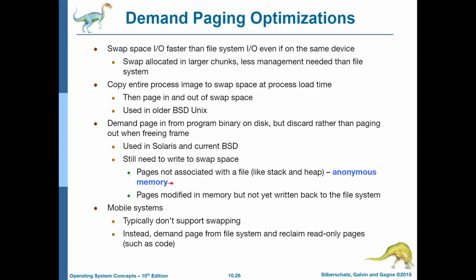Now, we call the pages not associated with a file anonymous memory pages. This is like heap and stack. Usually this isn't swapped in and out, but sometimes it can be. Also, you have to consider pages that are modified in memory but haven't been written to the file system. Again, we talked about this before. Mobile systems typically don't swap. What happens instead is they demand page from the file system and reclaim read-only pages, like releasing them, such as the code.